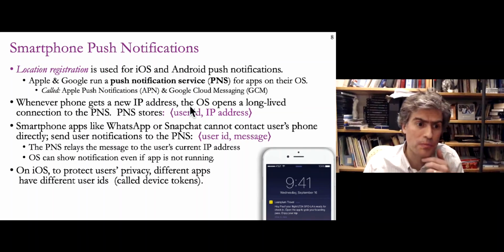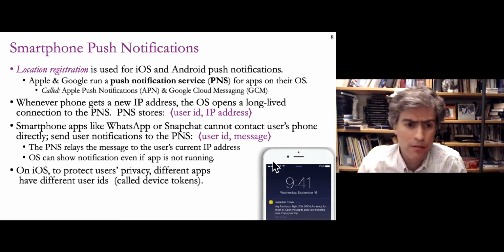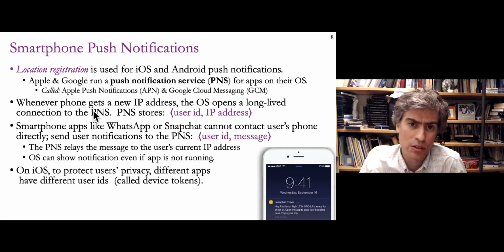Okay, so one of the key ideas here is location registration. The phone, the device, whether it's iOS or Android, has to, whenever it gets a new IP address, in other words, whenever it turns on or moves to a new location, the operating system has to make a new connection to the push notification service.